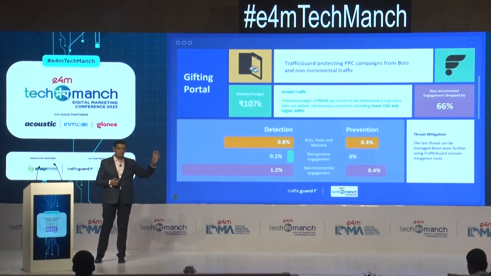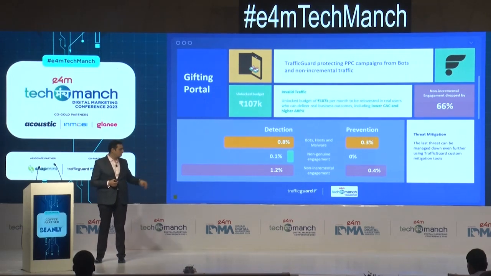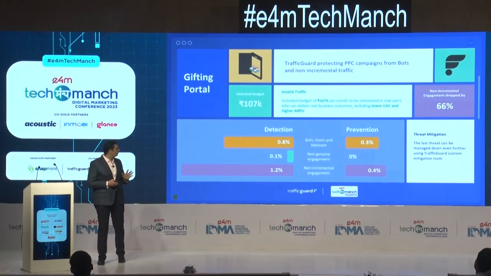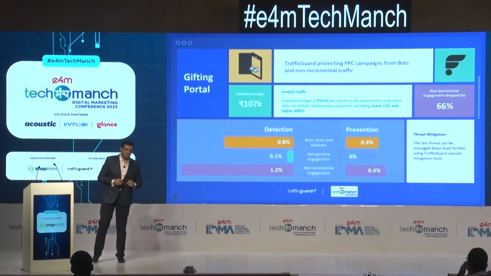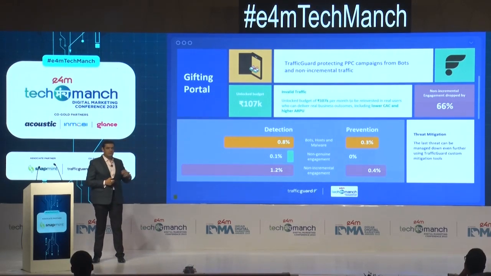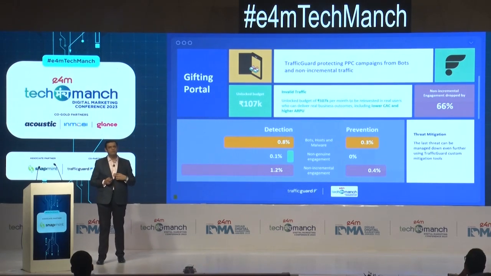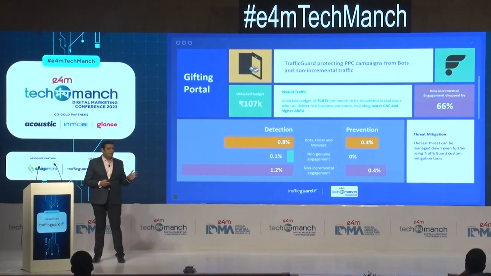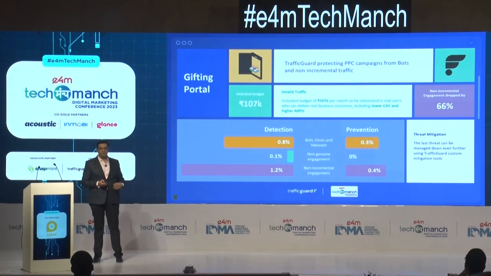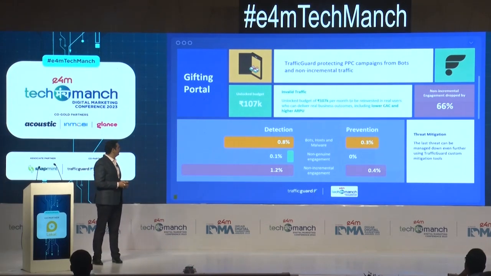Once we moved to prevention, which is actually preventing all the invalid traffic in real time, in the span of 4 weeks, we were able to bring down their non-incremental engagement, or the major threat to them, almost down by 66%, helping them unlock budget close to about a lakh of rupees in just 4 months, a little over a lakh of rupees in 4 months, which means this budget was available to the client to buy more valid traffic, which could have led to better conversions, and this is without factoring the customer lifetime value. So that's the power of our solution, and this was just a matter of 4 weeks. Obviously, this can be optimized further as we continue optimizing with the client.